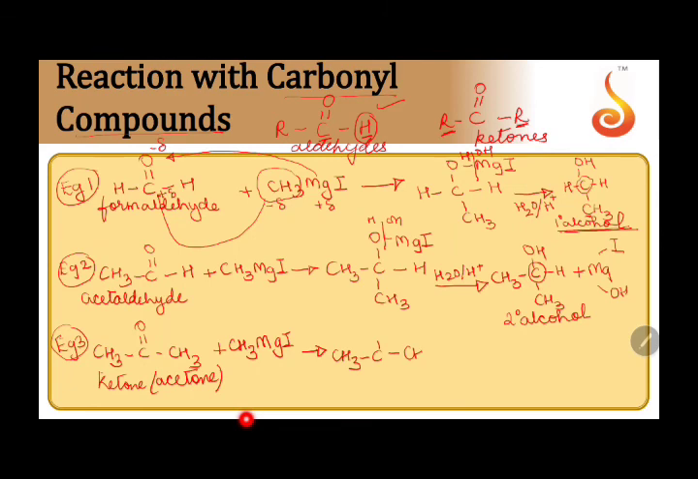We have a CH3 here also, and here we have again OMgI, which on hydrolysis gives us a tertiary alcohol. A carbon attached to OH is attached to 3 carbons, and hence this is a tertiary alcohol. So we can conclude like this, that carbonyl compounds react with Grignard reagent to give useful compounds.